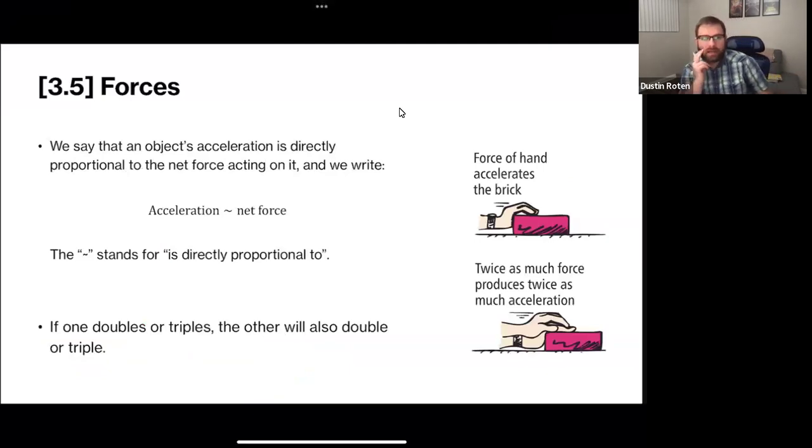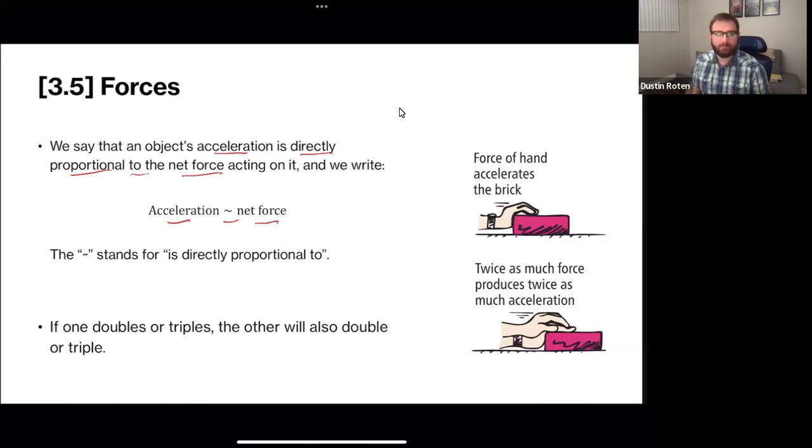Okay, now we say that an object's acceleration is directly proportional to the net force acting on it. So we have an acceleration, it's directly proportional to the net force acting on it. And we can say that in a shorthand. The little squiggly here is called a tilde. Basically, this just means acceleration is directly proportional to net force.